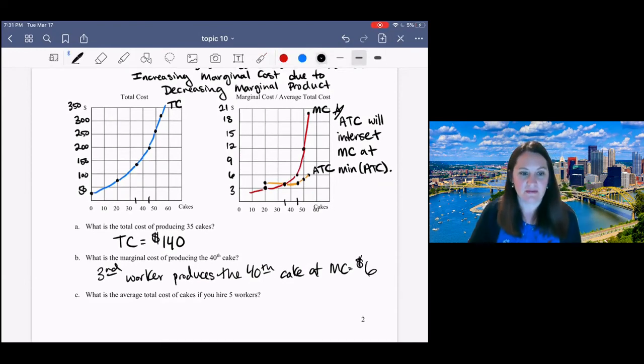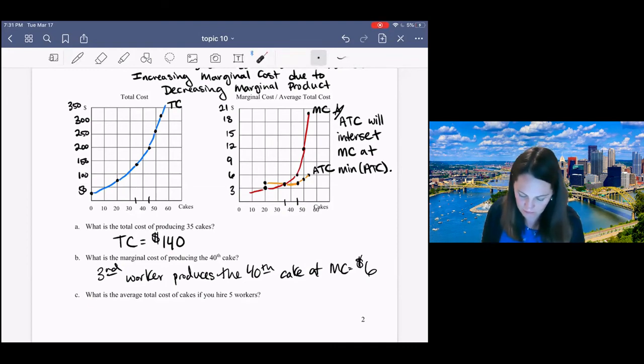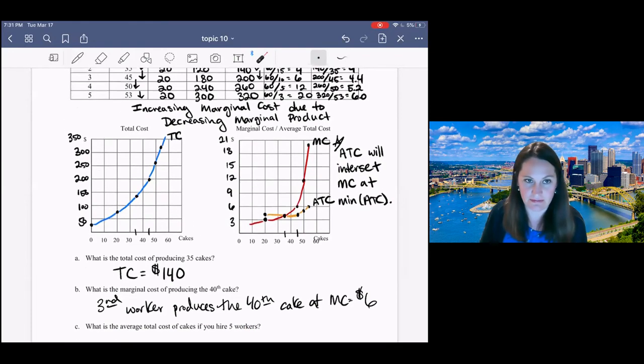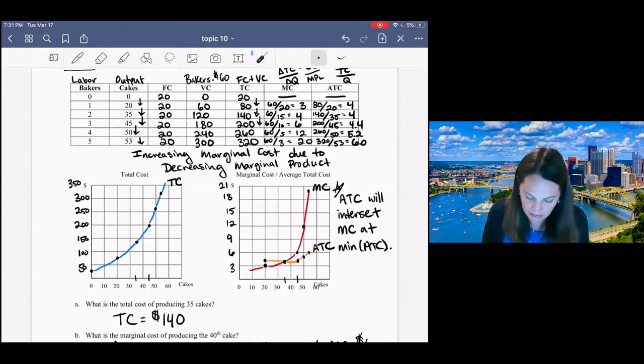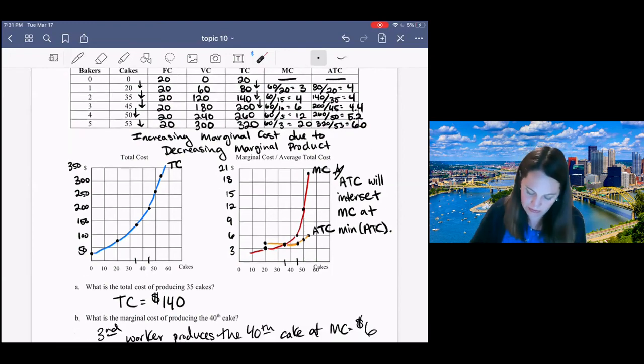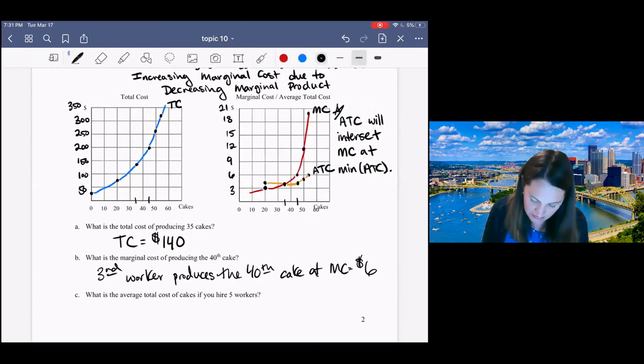Perfect. Right. Now for one that's a little bit simpler, what's the average total cost of cakes if you hire 5 workers? Okay, so I've hired 5 workers, I produced 53 cakes. On average, each of those cakes will cost $6 to produce. So the average total cost of hiring 5 workers, the average cost per cake will be $6.